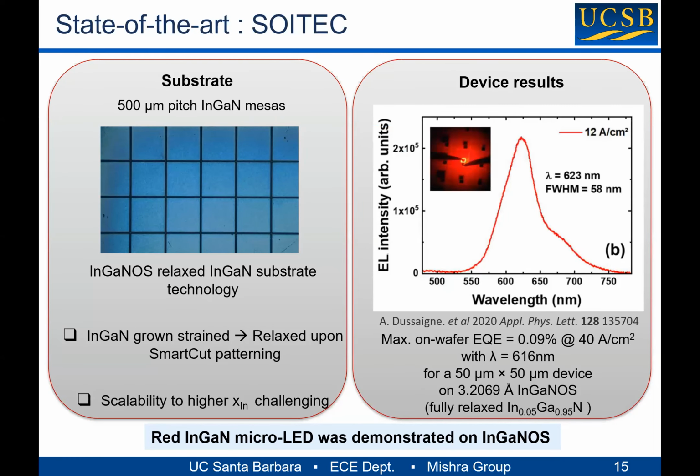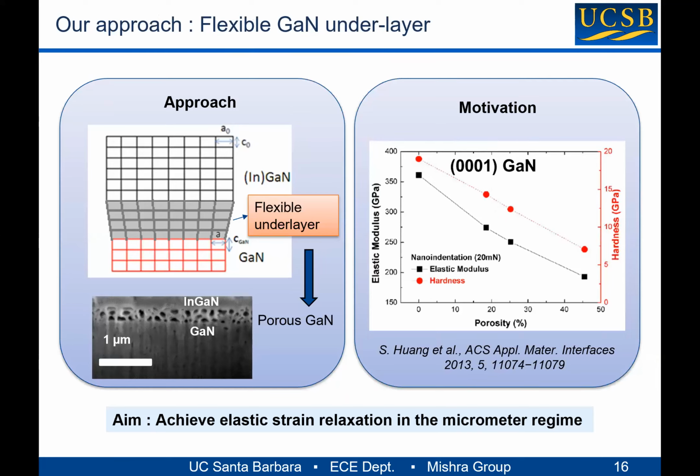Soitec is known to be an industry leader in relaxed InGaN pseudosubstrates, and they grow their indium gallium nitride strained to GaN and relax them upon patterning. And since they grow InGaN strained to GaN, the scalability to high indium content is challenging. Recently, they published their results for red InGaN micro LEDs sized 50 micron by 50 micron with an on-wafer EQE of 0.09%. Our approach is to have a flexible underlayer, which in our case is porous gallium nitride, to achieve micrometer scale elastic relaxation in InGaN films.